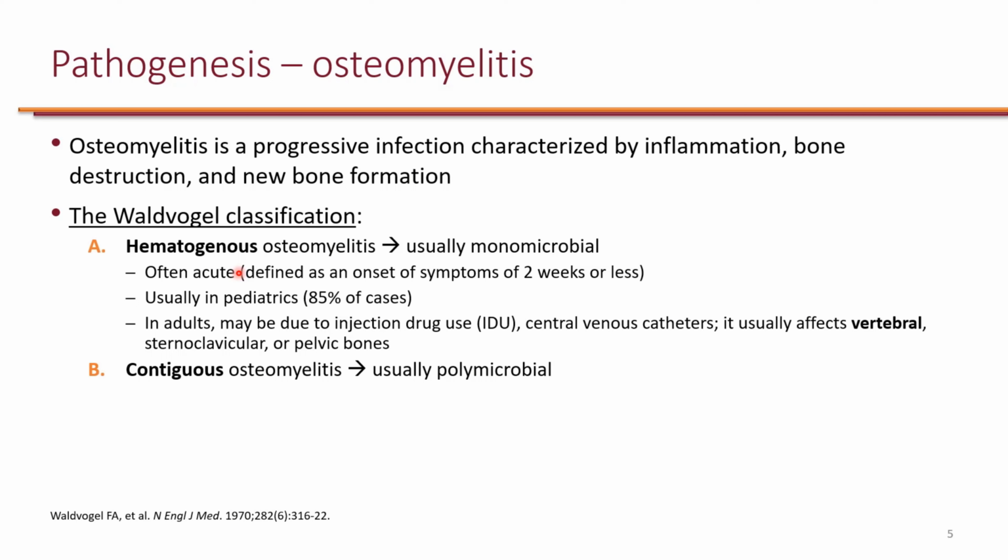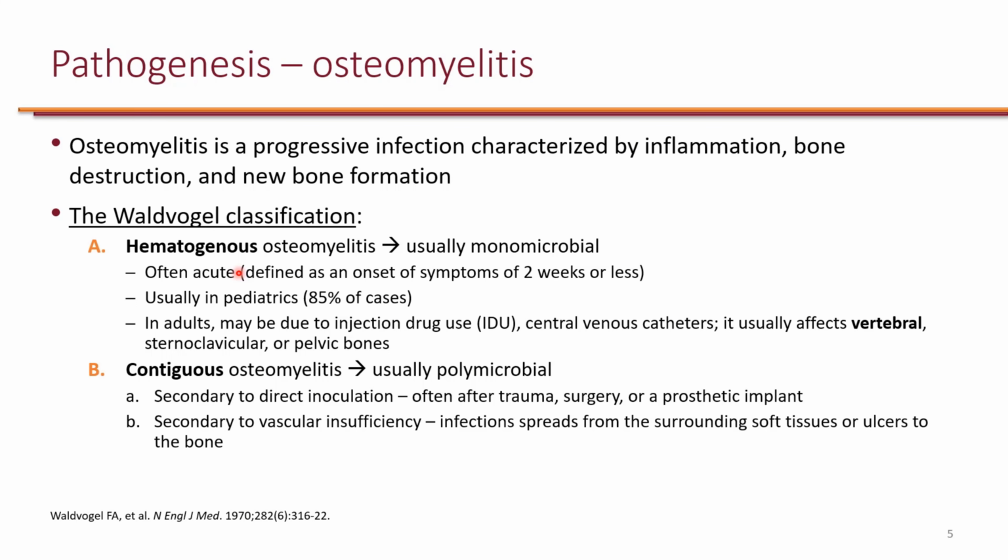In adults, this could be due to injection drug use or central venous catheter. It usually affects the vertebra, which we refer to as vertebral osteomyelitis. For contiguous osteomyelitis, which is usually polymicrobial, it is either secondary to direct inoculation, often after trauma, surgery, or prosthetic implant, or it could be secondary to vascular insufficiency, especially spreads from surrounding soft tissue or ulcers to the bone. This is common in skin and soft tissue infection, especially in diabetic foot infection.